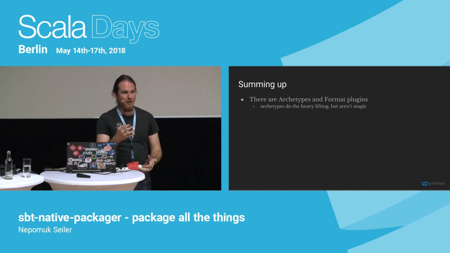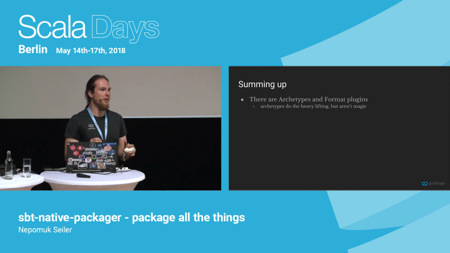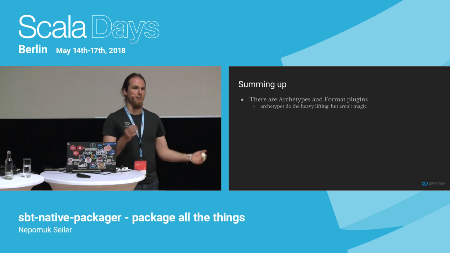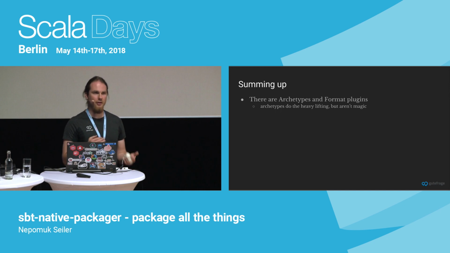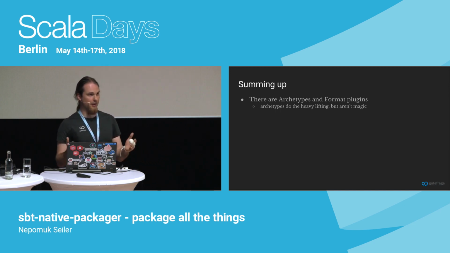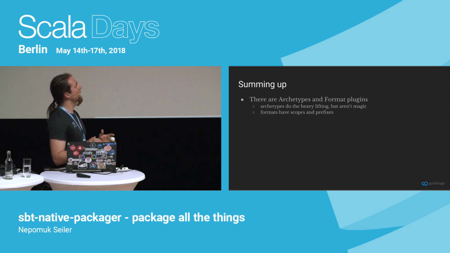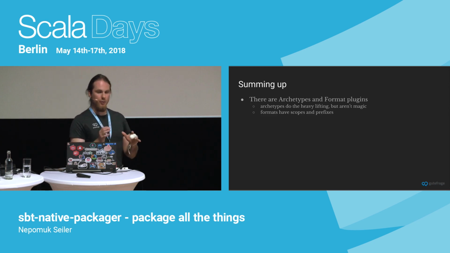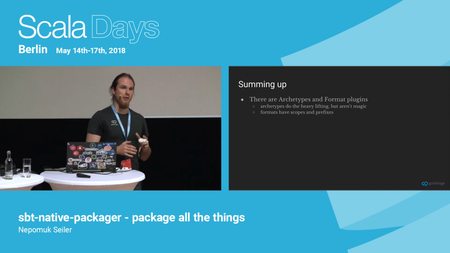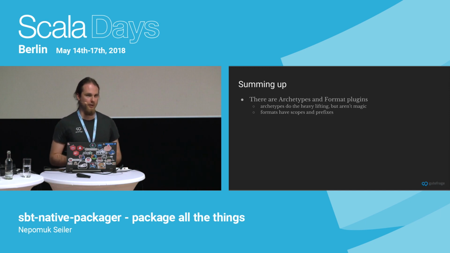So this is some SBT magic. What library dependencies do you have? But in the end, it puts them in the mappings under the lib folder. And this figuring out is not a lot of code, but you have to know some of the SBT internals for that. But that has already been done. So it's nothing scary. It's a simple configuration. Formats are the ones who provide scopes and prefixes. So usually archetypes don't add a lot of additional settings, only if they need to be configurable in some way.